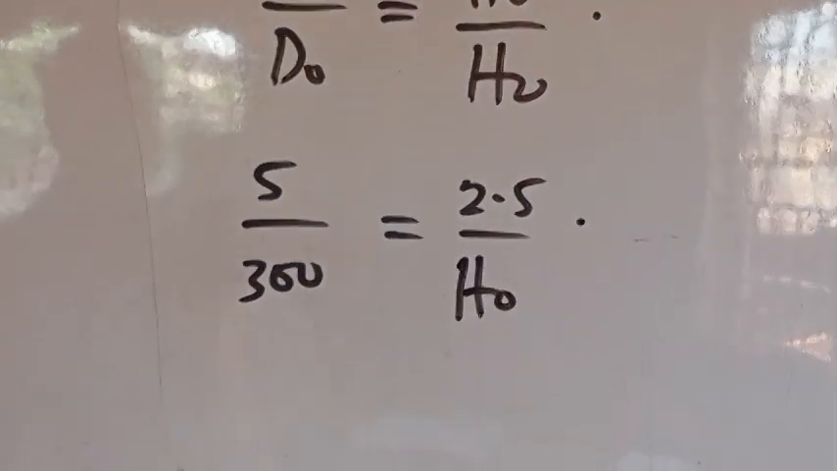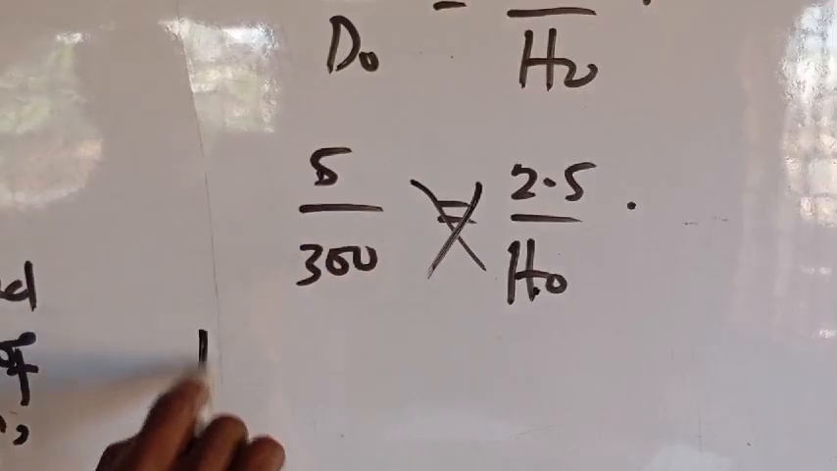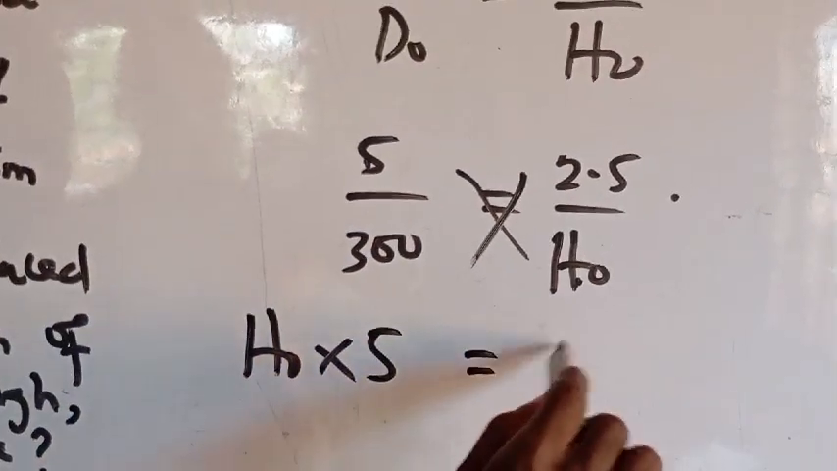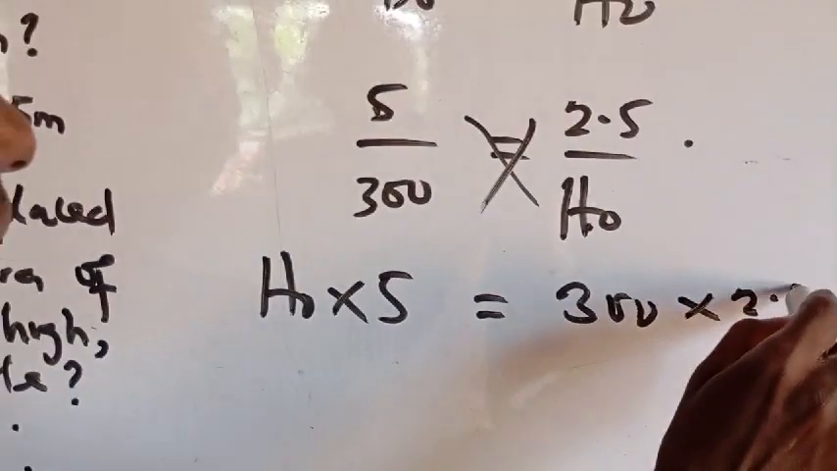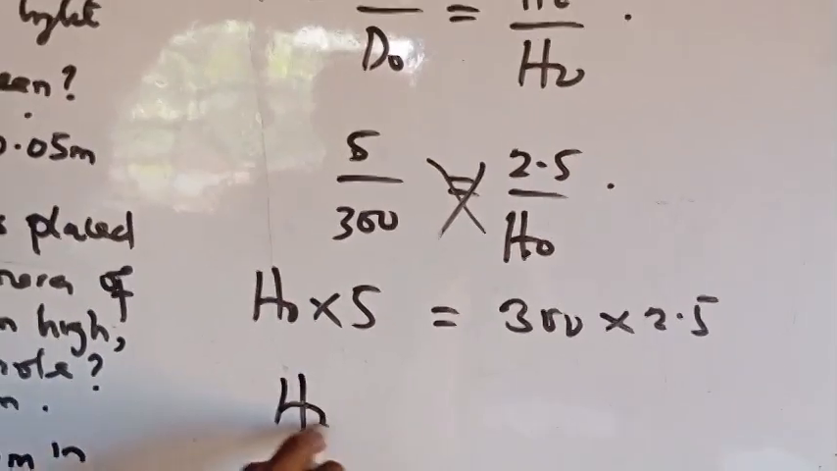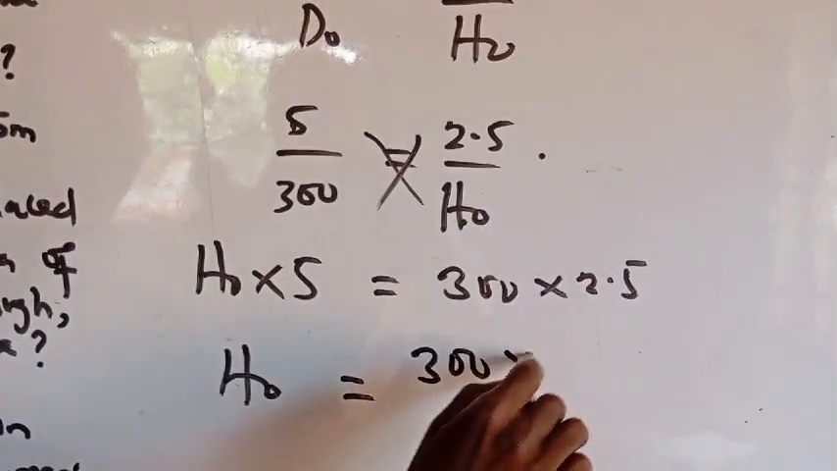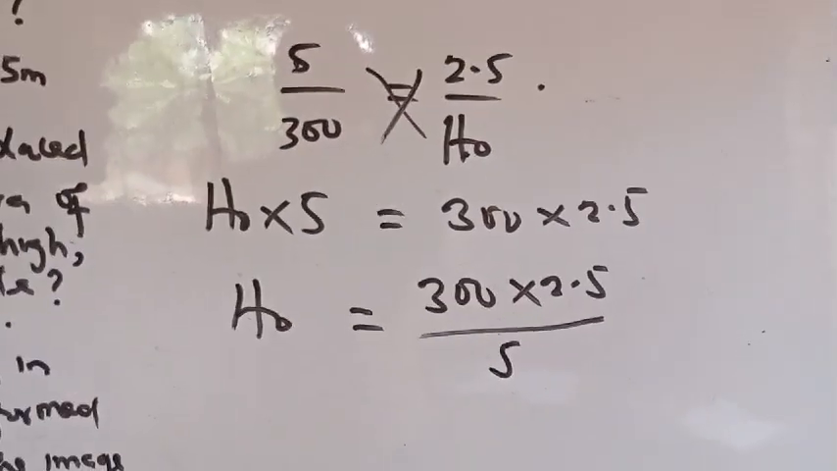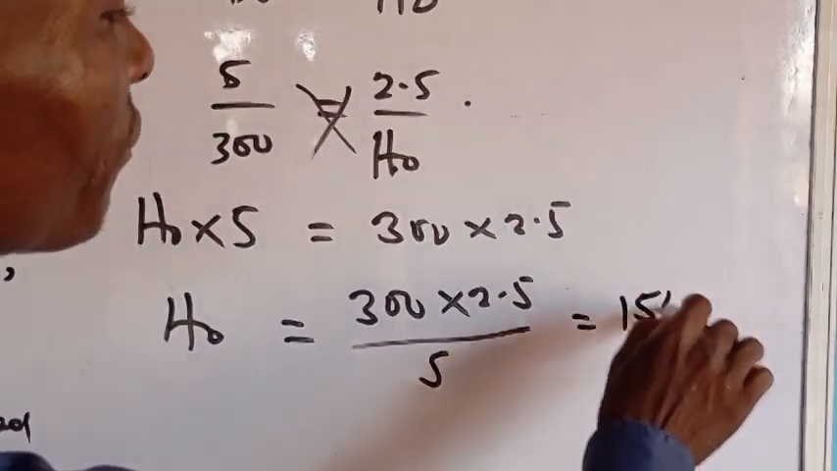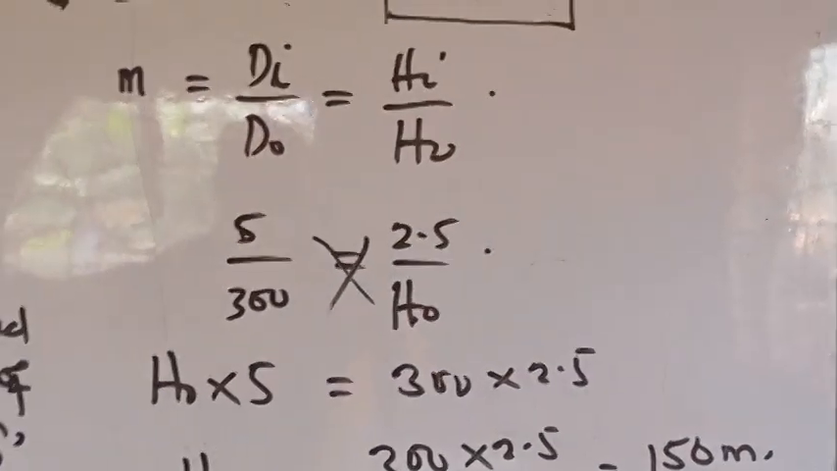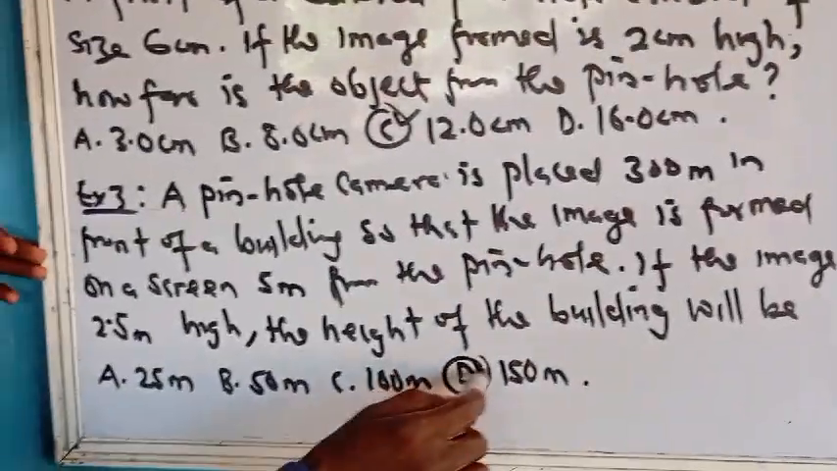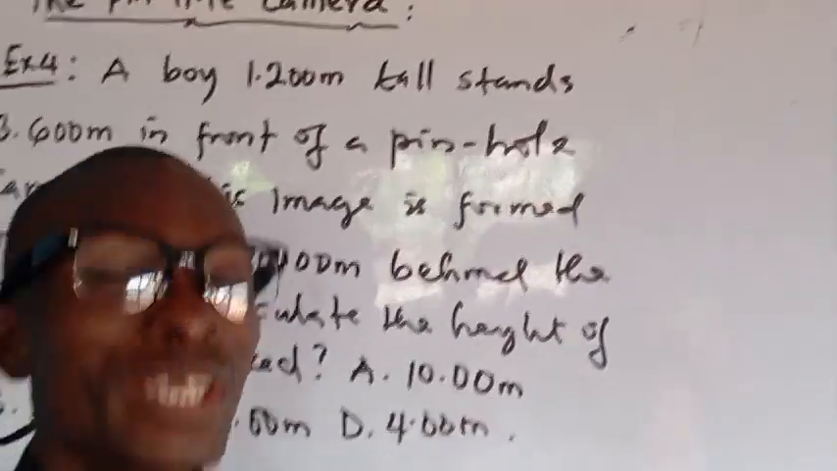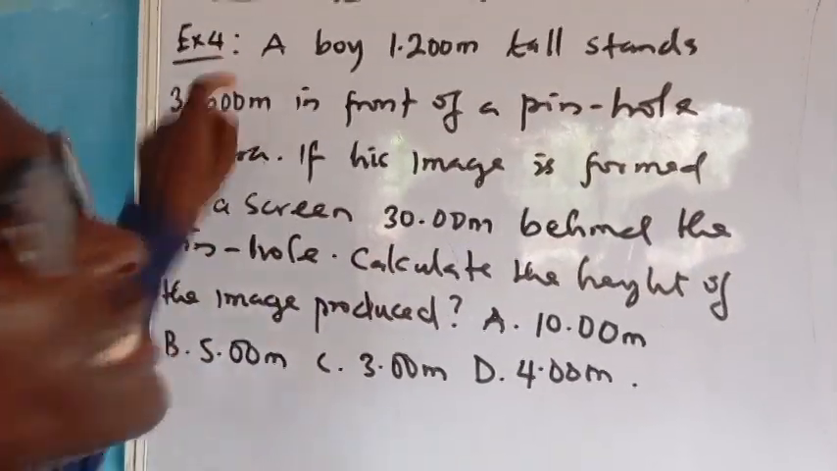So in other words, we can cross multiply here. This times this, we have this times 5 equals 300 times 2.5. Divide both sides by 5. We now say 300 times 2.5 divided by 5. And that will be what? 150 meters high. That's the height of the building, which is exactly what is here. Option what? Option D.